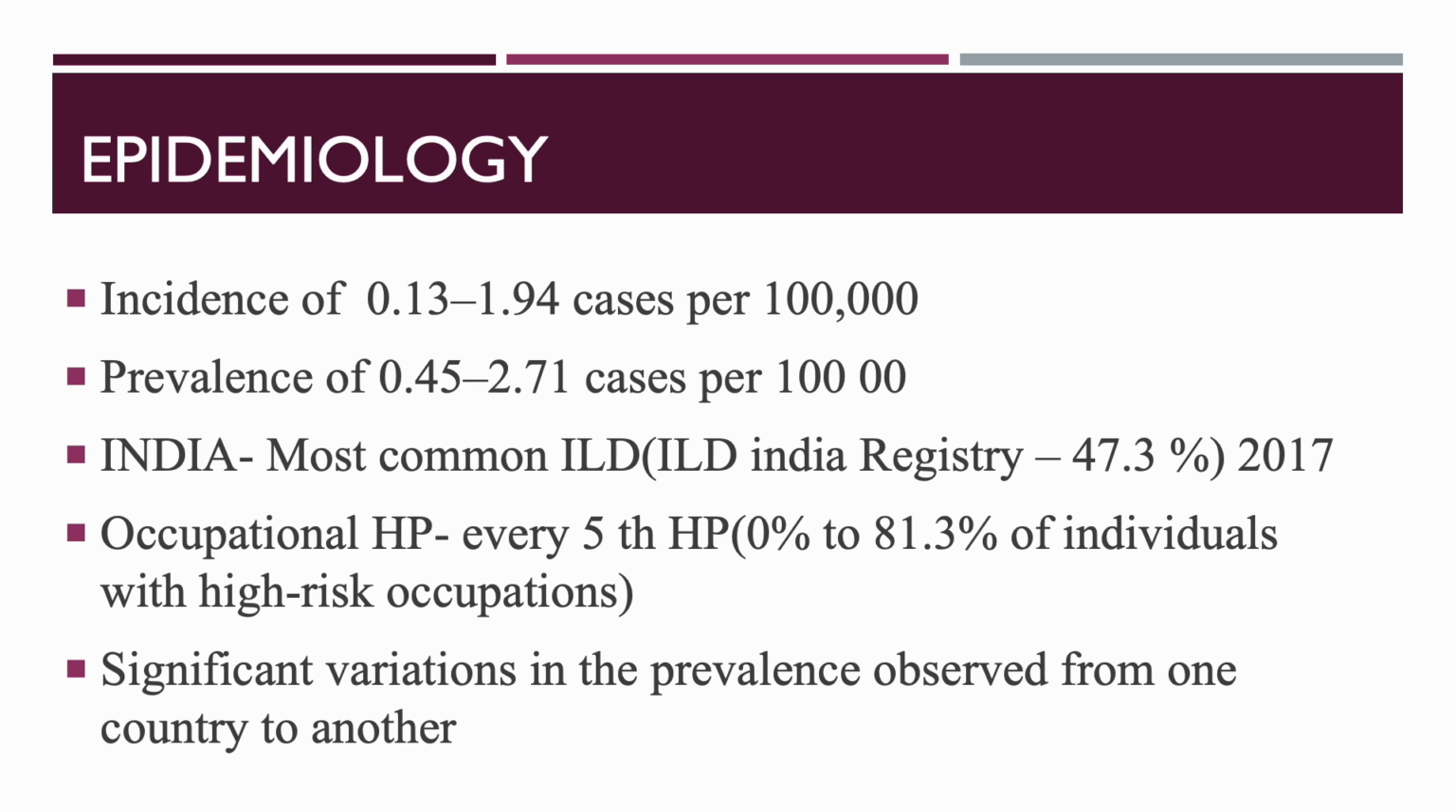Also, it's important to recognize that occupational hypersensitivity pneumonitis occurs in every fifth patient of hypersensitivity pneumonitis. So, again, people with high risk occupations must be screened for this. And there is a significant variation in the prevalence from country to country, from one geographical area to the other, based on the climate, season, the type of antigens one is exposed to, the level of industrialization, the agricultural techniques, and other environmental conditions in a patient.